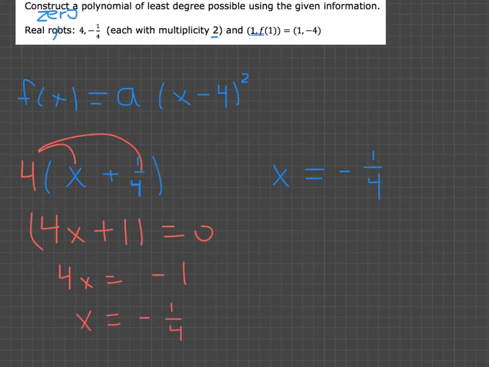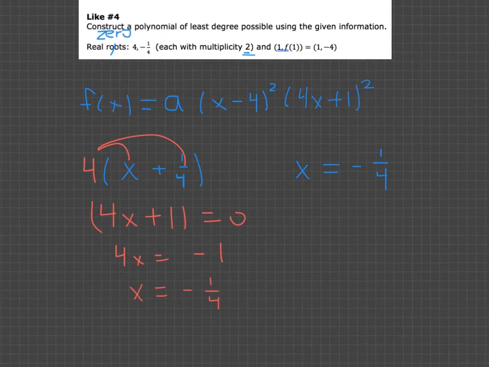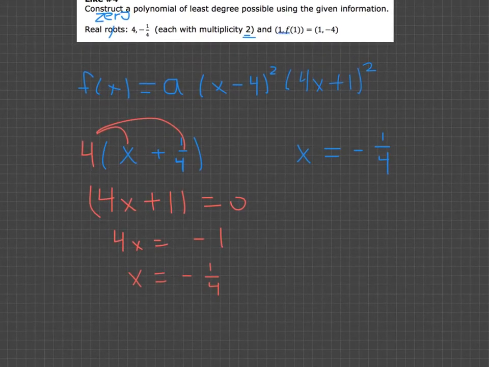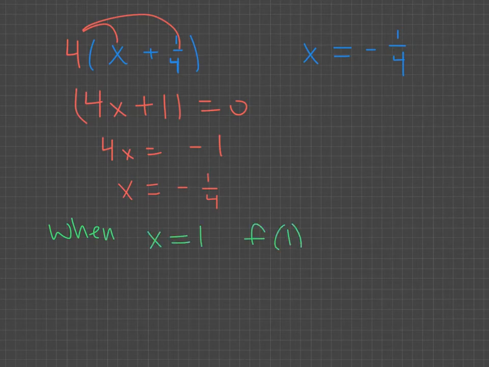So that is the other factor that we're going to put in here, 4x plus 1. And that also has multiplicity of 2, so that gets an exponent of 2. All right, so that gets us set up to start off with. We now have this other piece of information that we want to use, and that is that f of 1 is equal to negative 4. So what that's telling us is that when x is equal to 1, the function value f of 1 is equal to negative 4.